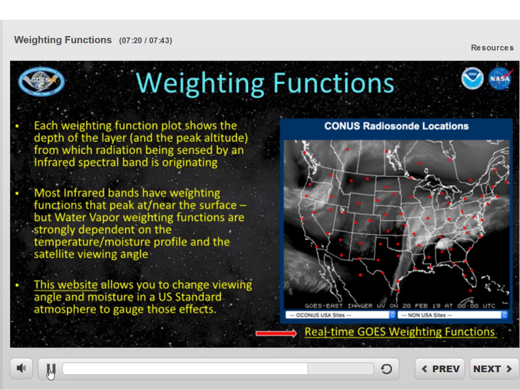To explore GOES East and GOES West weighting functions for a particular radiosonde location today, visit the real-time GOES weighting function link at the bottom of the slide.